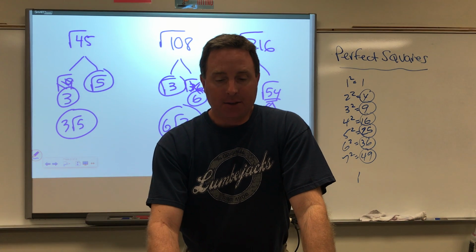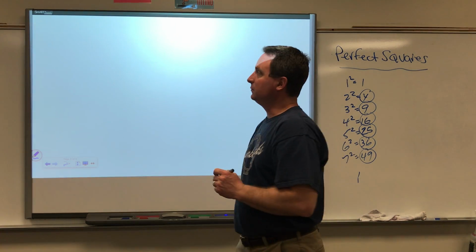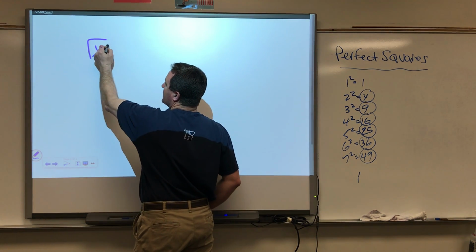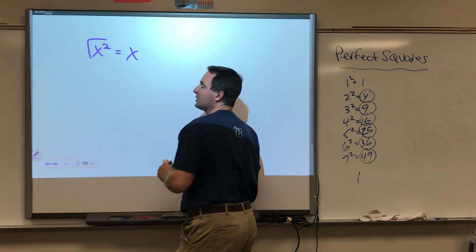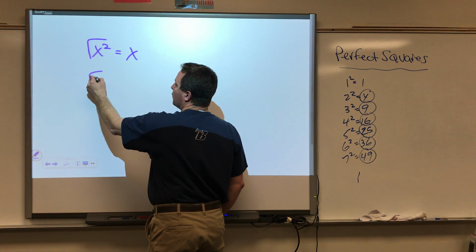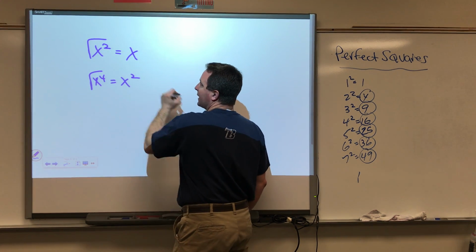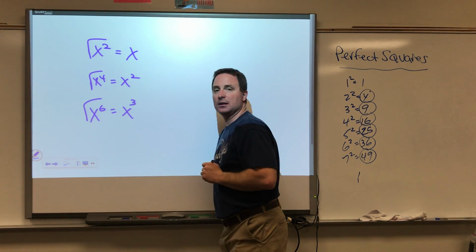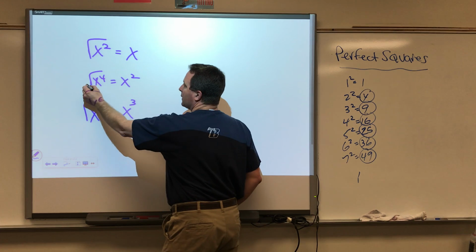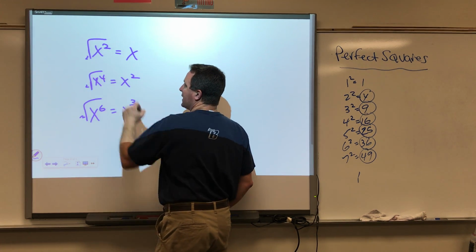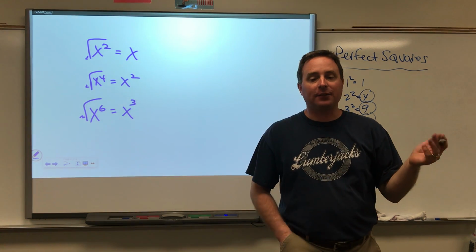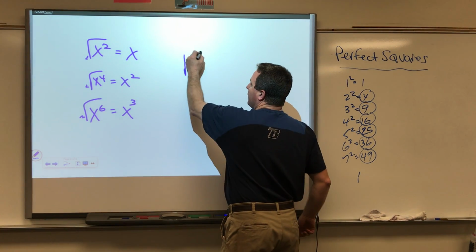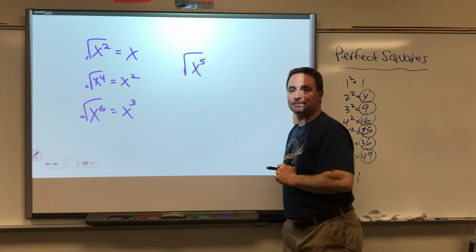Okay? The next thing I want to talk about is, what about variables? Can variables be perfect squares? I think we've seen things like this. The square root of x squared is just x. The square root of x to the 4th is x squared. The square root of x to the 6th is x cubed. Okay, and there are some little patterns here. We're just dividing the exponent by 2, and they all divide evenly. Any even exponent is going to divide evenly. Okay, but what about if I had x to the 5th power?